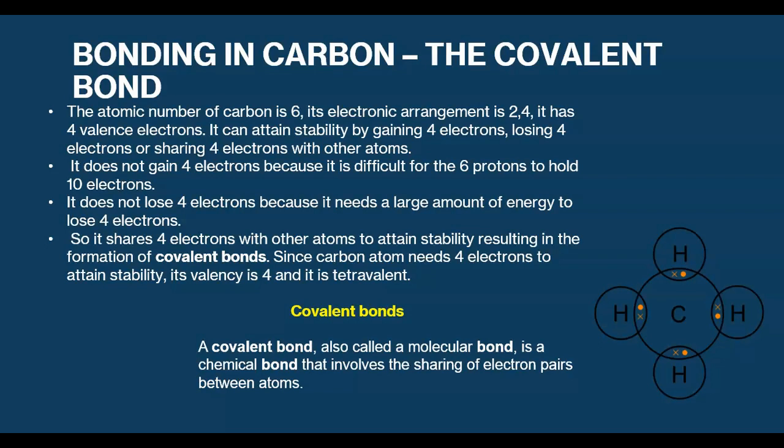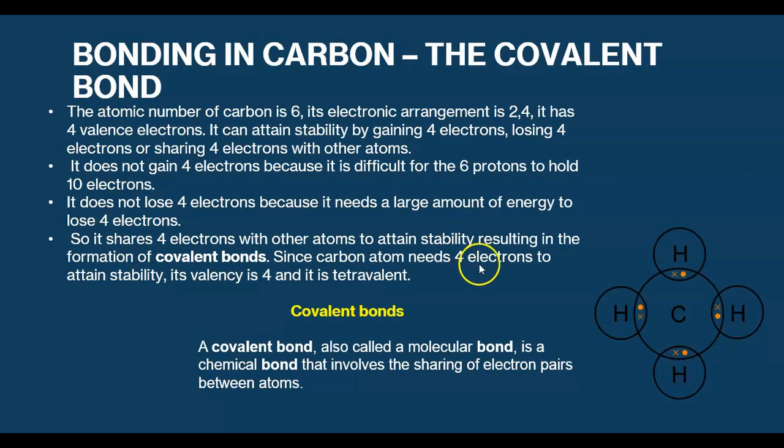The only possible way is to share 4 electrons with other atoms to attain stability, resulting in the formation of a covalent bond. So what do you mean by covalent bond? A covalent bond is a type of molecular bond involving the sharing of electron pairs between the atoms. That is actually a covalent bond. So covalent bonds are formed by the sharing of electron pairs between the atoms. You can see here sharing of electron pairs between the atoms.